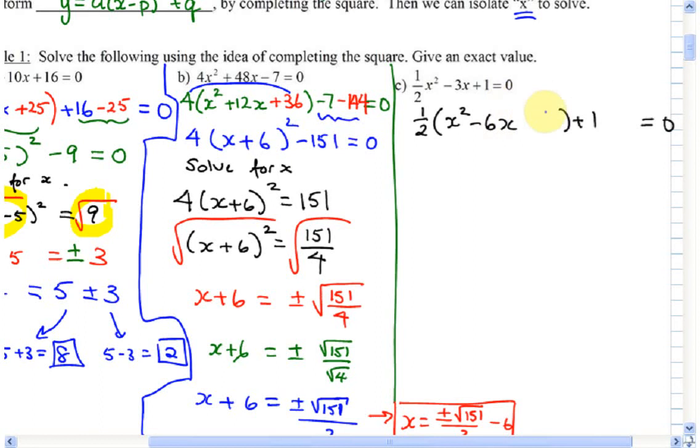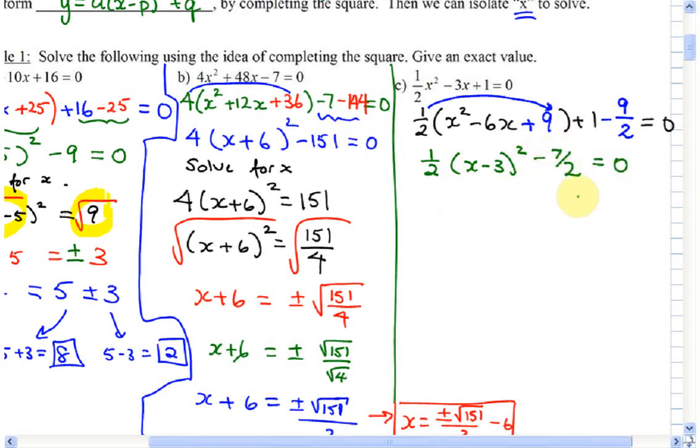Half of 6 is 3. 3 squared is 9. Be careful, we don't want to just minus 9, but 9 over 2. Okay, remember, take the half multiplied by 9. We will continue on by trying to complete the square, so this becomes x minus 3 all squared. What's 1 minus 9 over 2? I think that's negative 7 over 2.